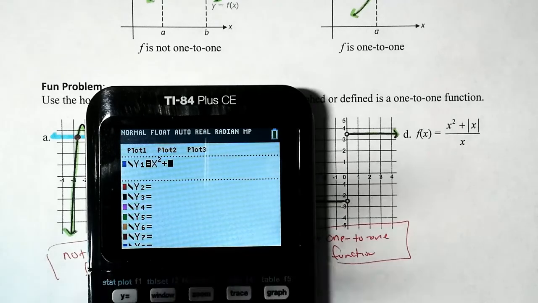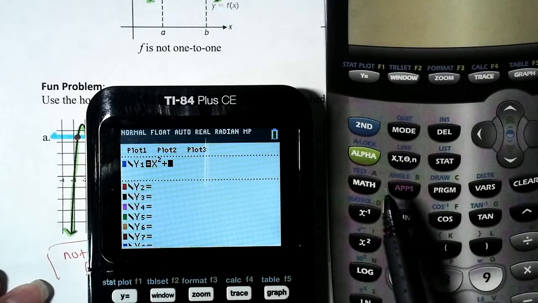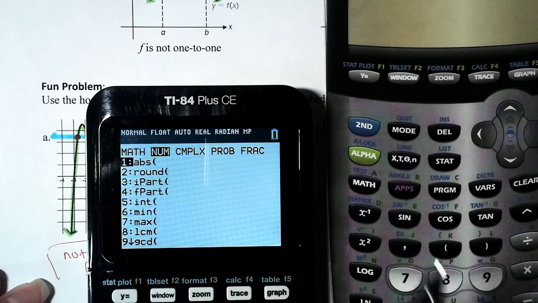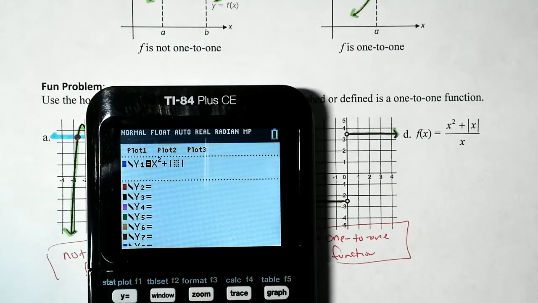For the absolute value, we hit math, then hover over to the number tab, and the first option is ABS for absolute value. So we have x squared plus absolute value of x. If you don't have the vertical bars, your calculator will have the letters ABS, open parenthesis, you put x, and then close the parenthesis. I will read this as x squared plus absolute value of x over x, which is read incorrectly, which kind of makes sense why I would punch it in incorrectly.